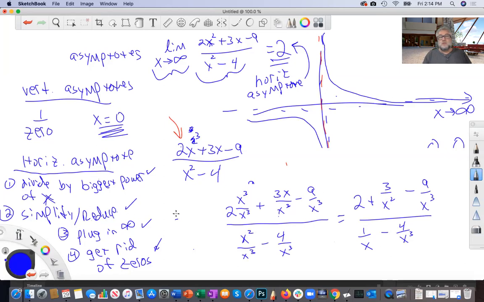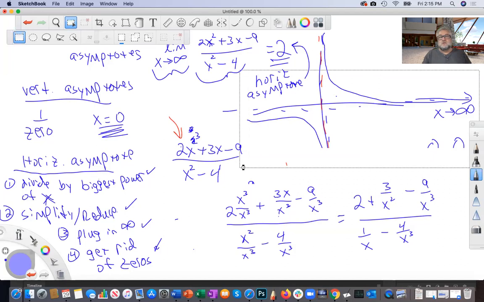Now what do we do? Oh, plug in infinity. I'm running out of room, so I've got to get rid of this graph. Sorry, I really wanted to use it, but it's going to have to go.